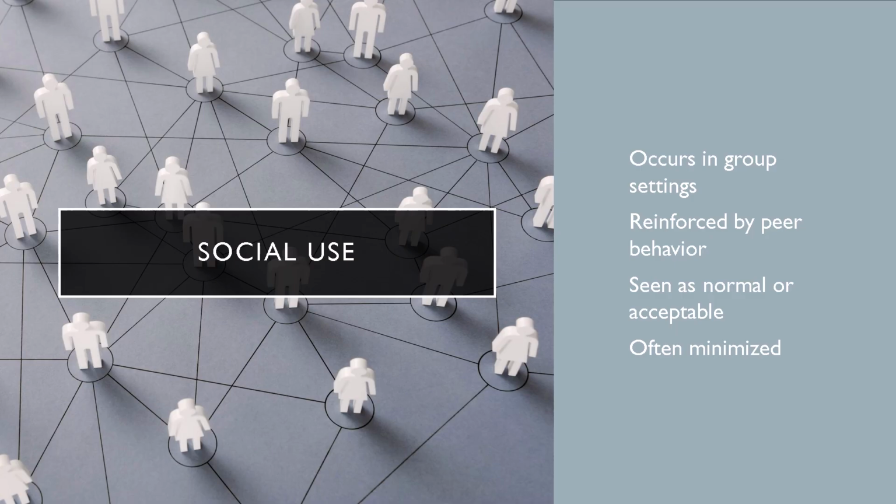As counselors, it's going to be important to look beyond the social context, and we need to assess the person's behavior and its impact. Social use can still progress into more serious patterns, especially if it becomes a primary way of connecting with other people. It's also important to consider the role of peer influence here. Peers can reinforce both the healthy and the unhealthy behaviors. So helping clients evaluate their social environments can be an important part of the treatment.